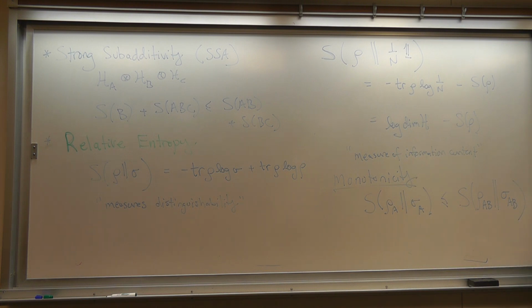Monotonicity of relative entropy is actually more general than this. It's monotonic not only under partial trace, which is this relationship, but under lots of other things that you can do to a density matrix. But I don't think we're going to have use for the more general one, so I didn't introduce it.